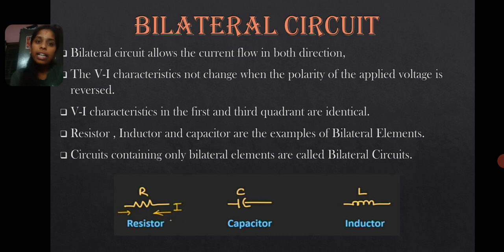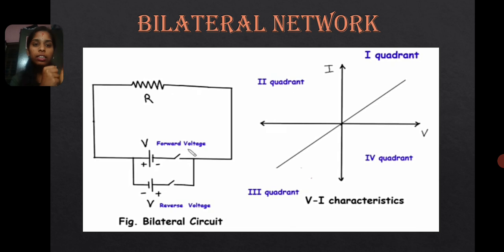Bilateral circuit. A bilateral circuit allows current flow in both directions. The VI characteristics do not change when the polarity of the applied voltage is reversed. VI characteristics in the first and third quadrant are identical. Resistor, inductor and capacitor are examples of bilateral elements. Circuits containing only bilateral elements are called bilateral circuits. Resistor, capacitor, inductor are the examples. This is the circuit and the VI characteristics of a bilateral network.